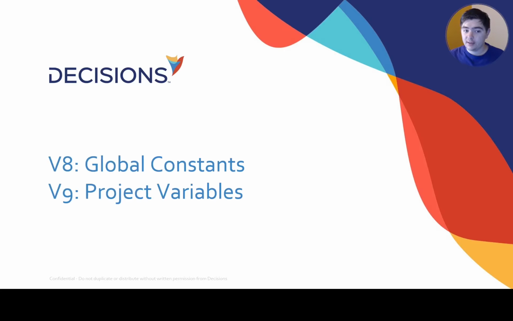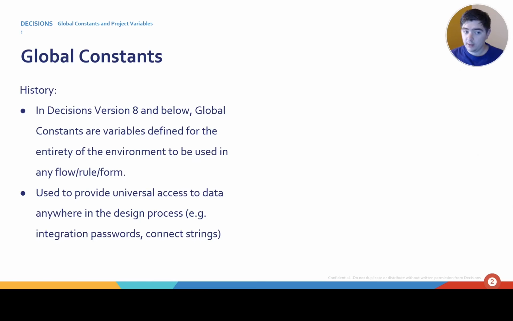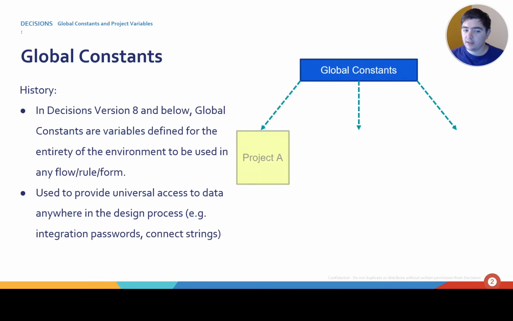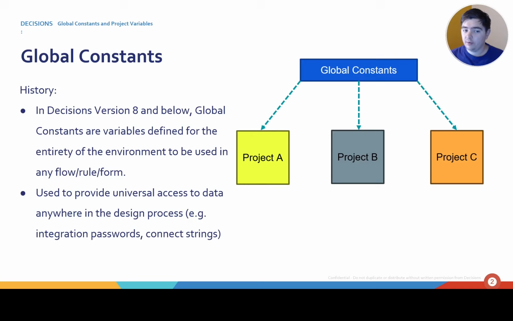Today, we are going to be discussing global constants and project variables. So I'd like to start by giving a history of these in the product, and then we can go from there. In Decisions versions 8 and below, global constants were the way to have data that is universally accessible throughout your environment. You could create things such as integration passwords, connection strings, or all sorts of other types of variables, not just string values, to be used in projects wherever you need them.